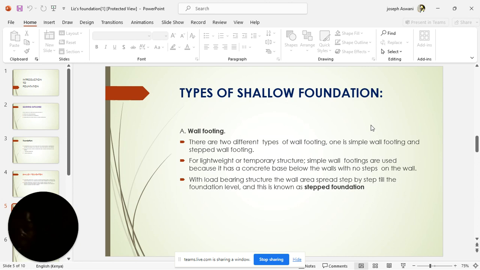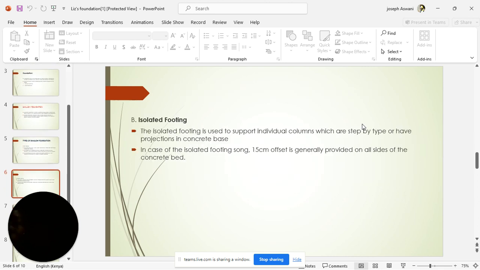In a wall footing, there are two different types: simple wall footing and stepped wall footing. Wall footing is used for lightweight or temporary structures. Simple wall footing has a concrete base below the walls with no steps on the wall. With a load-bearing structure, the wall area spreads step by step down to the foundation level, and this is known as stepped foundation. Now we'll move on.